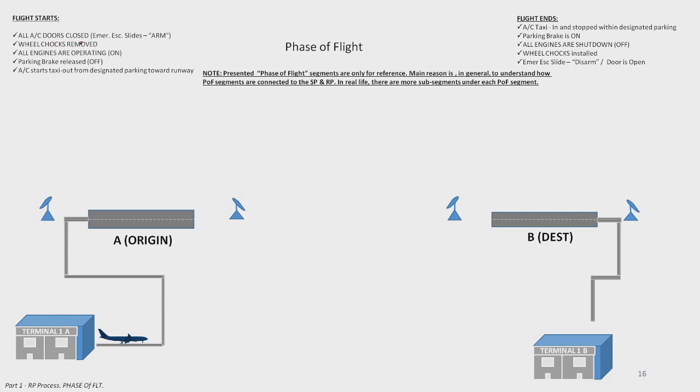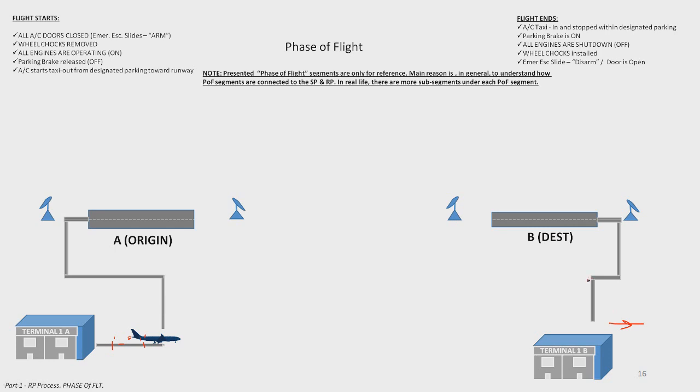All aircraft doors are closed, emergency escape slides in armed position. So doors are closed, and definitely passengers are on board, and pilots. Wheel chocks removed. All engines are operating, engines are on. Parking brake released, off. The aircraft starts taxi out from the designated parking area to the runway. Here is our parking area, this line, and that's where we start our flight. Now, where does flight end? Probably somewhere here.